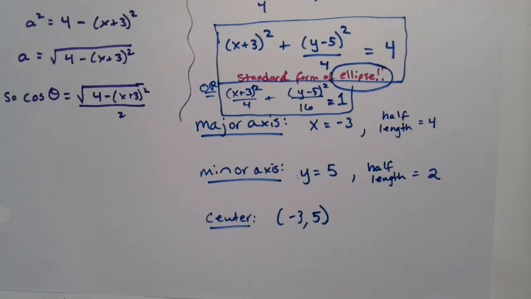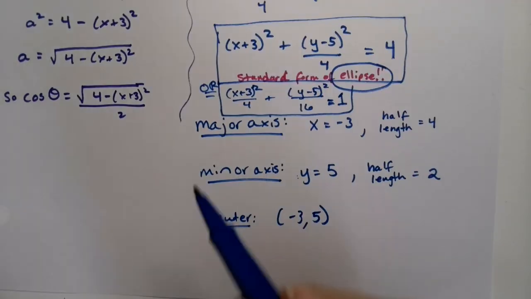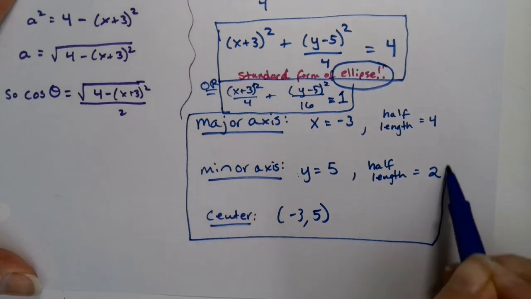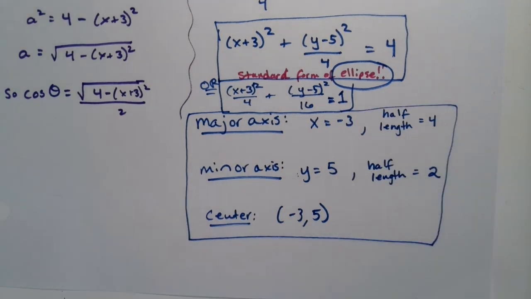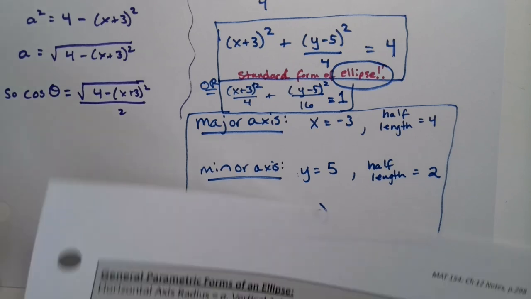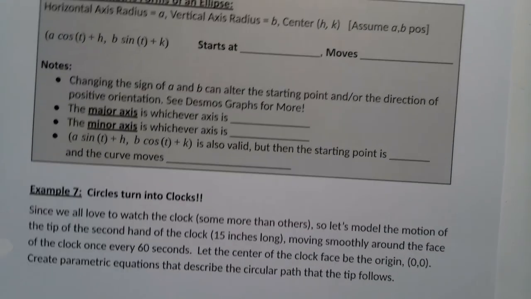Now, if you're thinking, hey, this might lead us to another standard issue way of looking at parametric equations for ellipses, just like we did for circles, well, you would be correct. So we have a general parametric equation for an ellipse. It's right here.